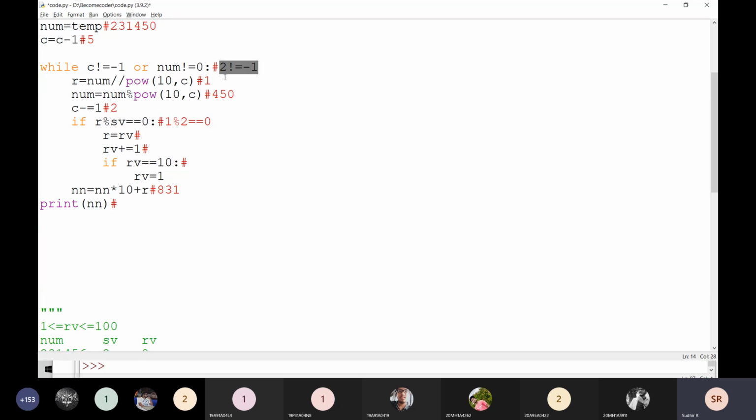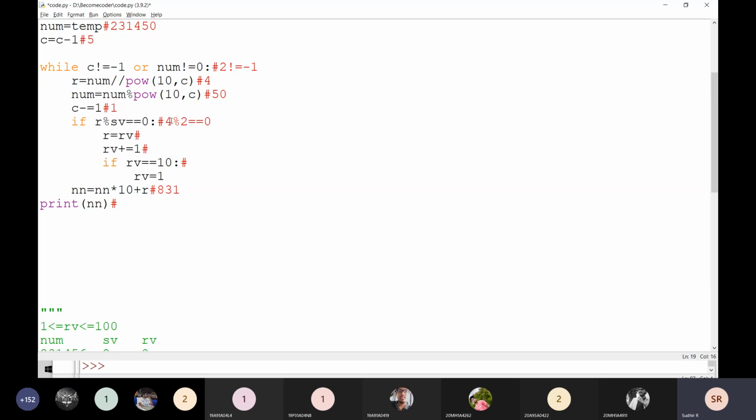Then moving here again, is 2 not equal to minus 1? Yes, 2 is not equal to minus 1. Coming here, the first digit is 4 and the remaining digit is going to be 50, and C value becomes 1. It is checking what the R value is now. R value is 4. 4 mod 2, is 4 divisible by 2 or not? Yes, 4 is divisible by 2.